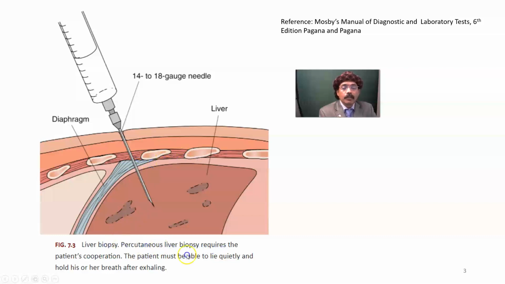Percutaneous liver biopsy requires the patient's cooperation. That is very important. The patient must be able to lie quietly and hold his or her breath after exhaling the air, at the peak of expiration. Okay, that is done.